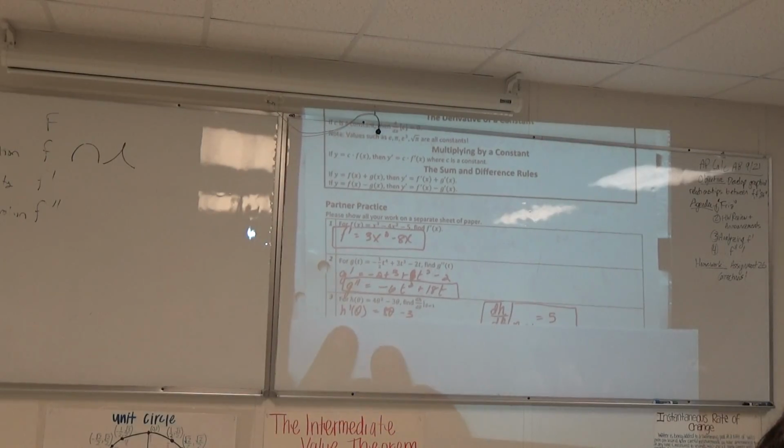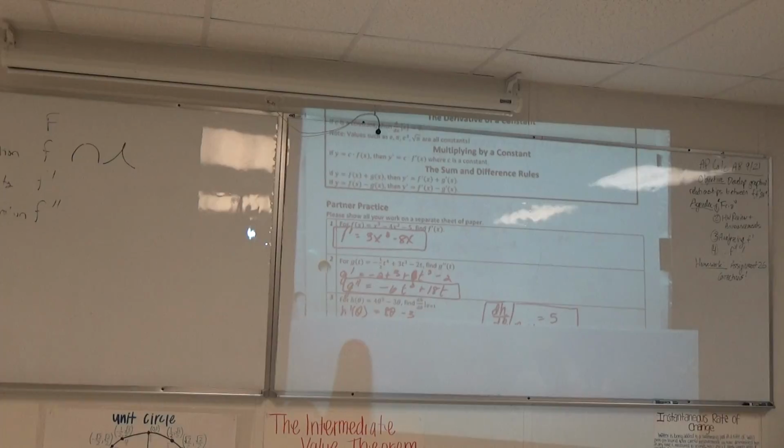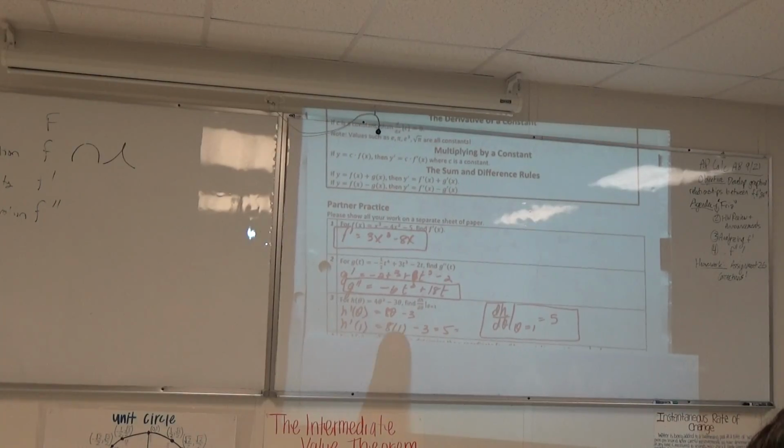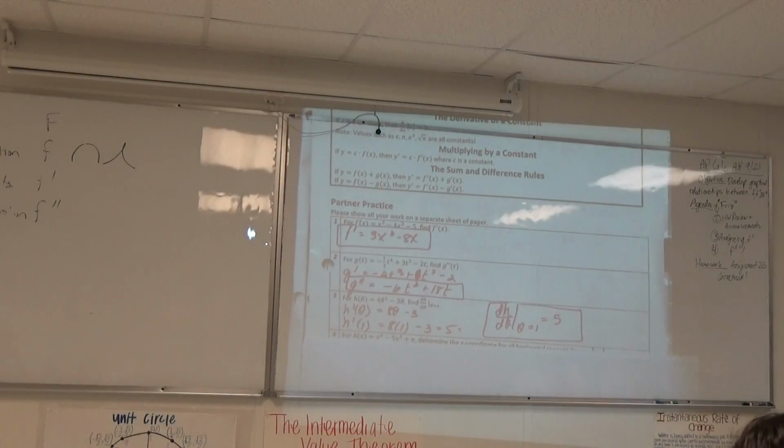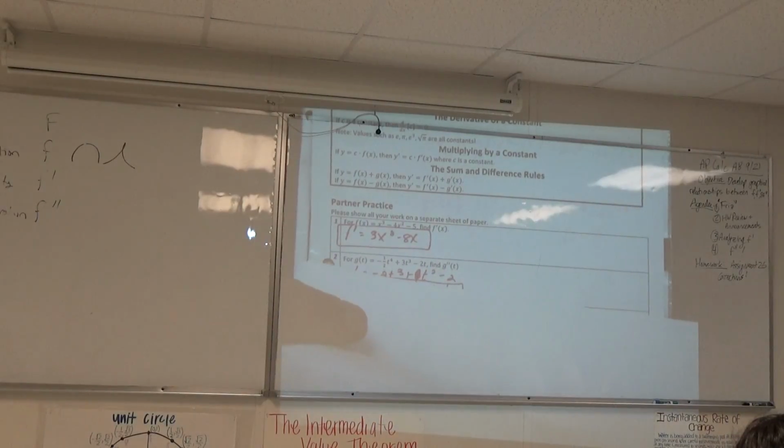Two-step process. Step 1, find the derivative. The derivative is 8 theta minus 3. Show me the derivative. Do not write h prime of 1 equals 8 theta minus 3. H prime of 1 is what you get when you plug 1 into the derivative, and you're going to get 5.